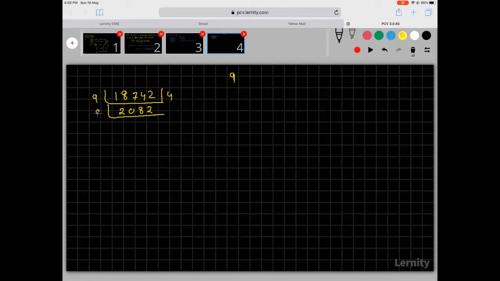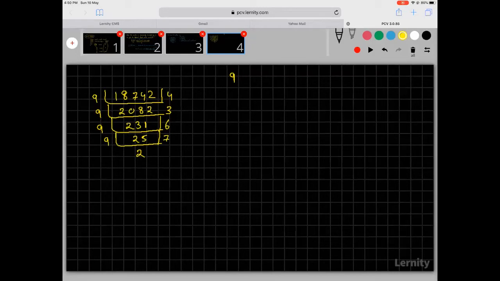Again I take 9, divide it: 9 2s are 18, 28; 9 3s are 27, 12; 9 1s are 9, 3 is the remainder. Again I take it, divide it by 9: 9 2s are 18, 51; 9 5s are 45, 6 is the remainder. Again I divide it by 9, I'll get 9 2s are 18, so 7 is my remainder.